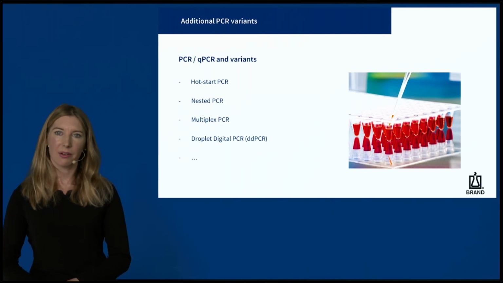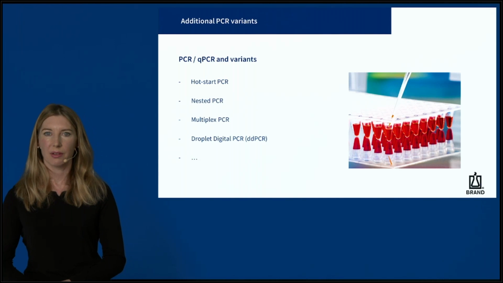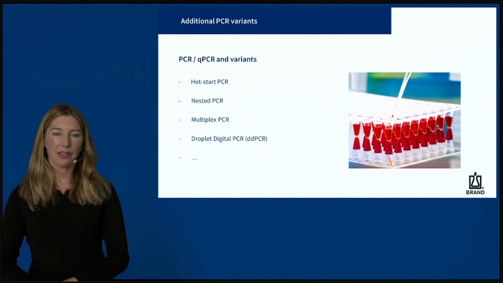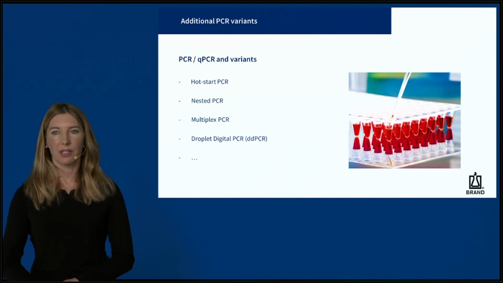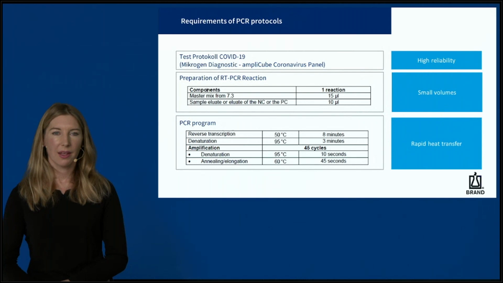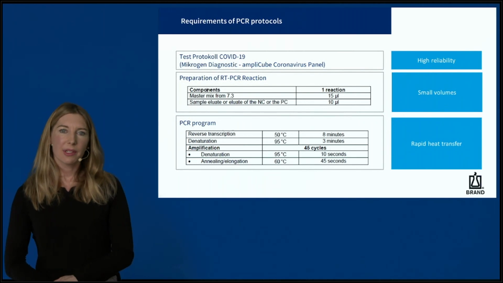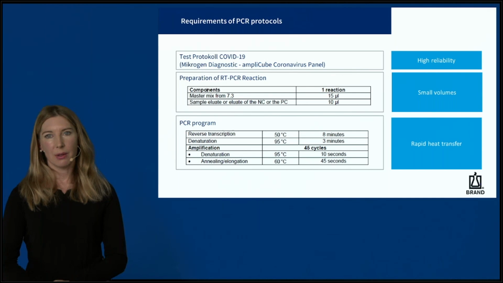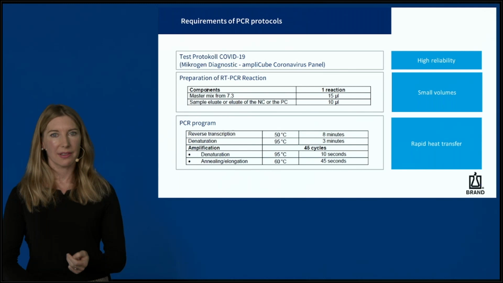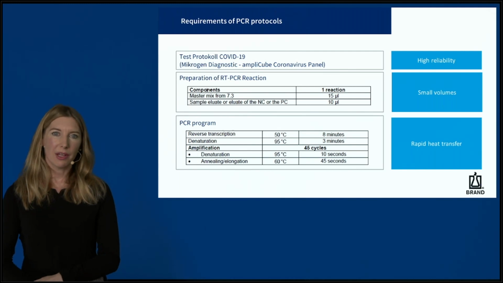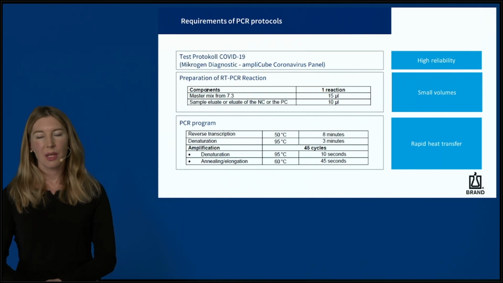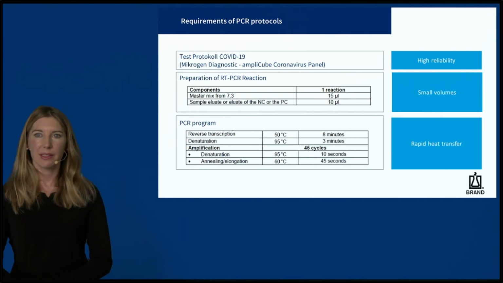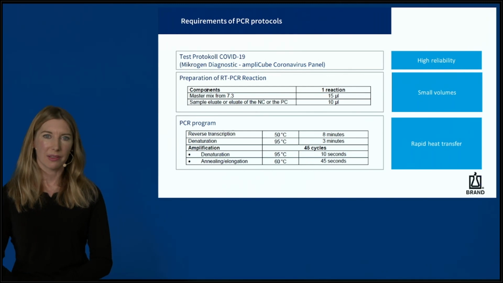Droplet digital PCR is a further development of quantitative PCR. The advantage is that a higher specificity and sensitivity can be achieved compared to conventional quantitative PCR. Now, here is an example which illustrates three main requirements for PCR. These are reliable results, small volumes, and short cycle times. The coronavirus is still, or better said again, on everyone's lips. And here too, PCR plays a crucial role because it enables reliable detection of the virus.